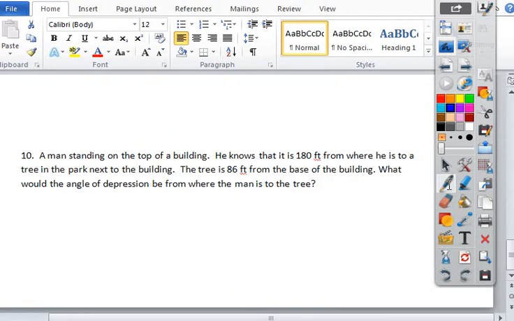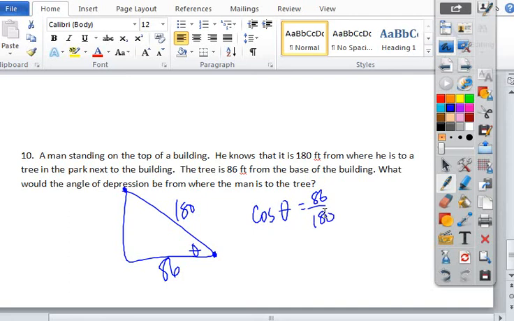Man at the top of the building, 180 feet from where he is to a tree. Where does that need to go? Why is it hypotenuse? Because he's away from it. It's not talking about the base. And the tree is over here. If it was talking about the base, it would be different. The tree is 86 from the base. What would the angle of depression be? So this would be a cosine theta, 86 over 180. Do inverse cosine of 86 over 180 to get your angle. And what was that one? It'd be 61.5.